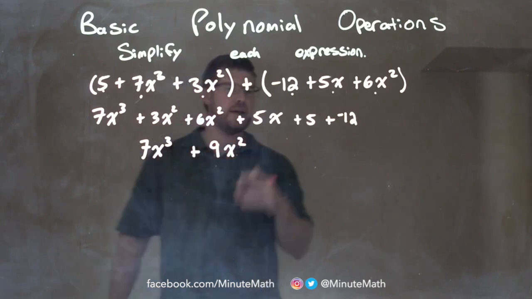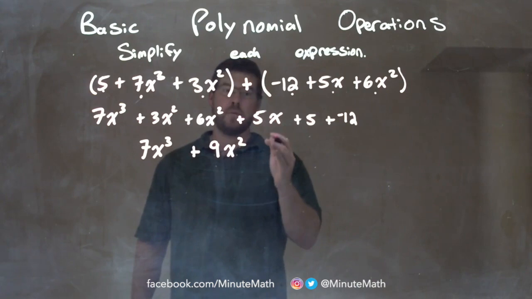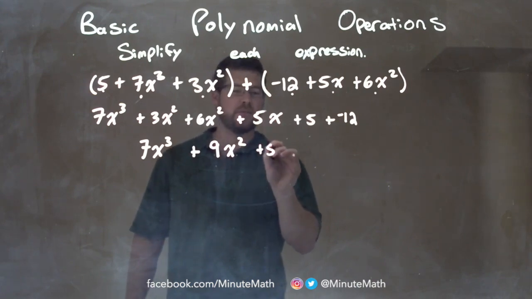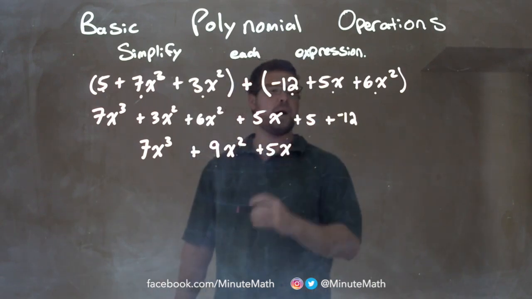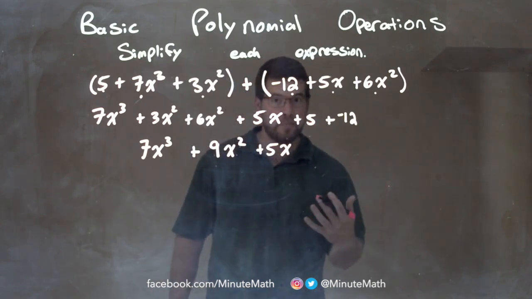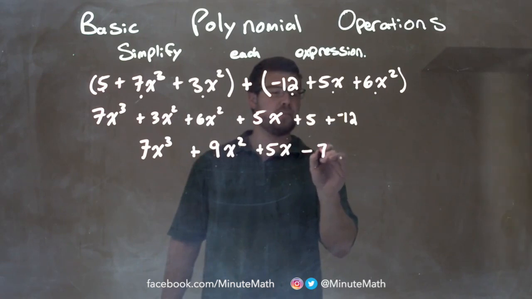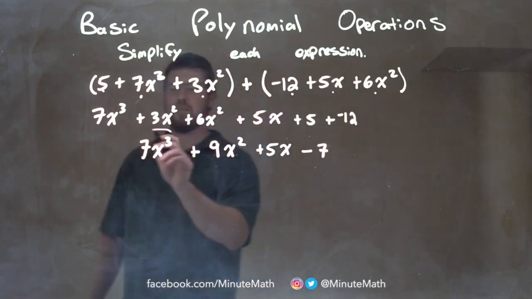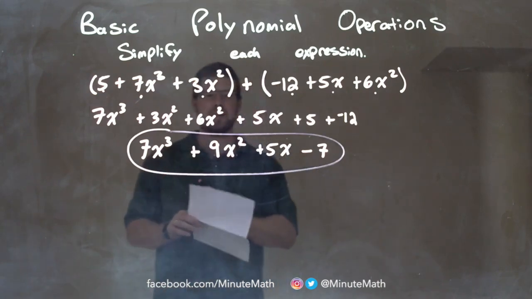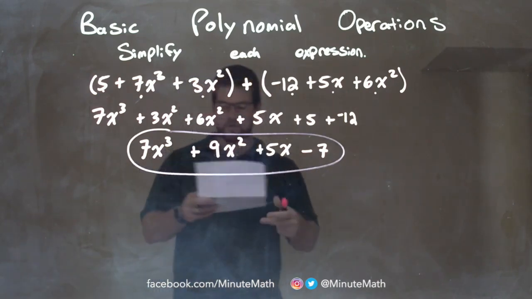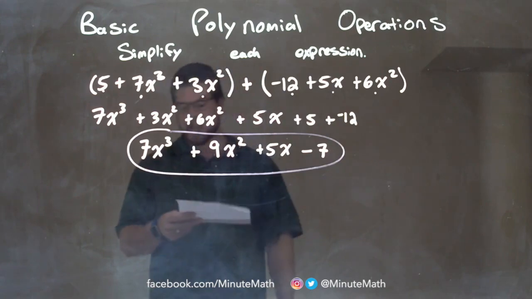Okay? Got those. Now, we have the x's. There's only one x, so we bring down the 5x. Then lastly, we have a positive 5 and a negative 12, which comes together to be a minus 7. And there we have our final answer here: 7x to the third plus 9x squared plus 5x minus 7.